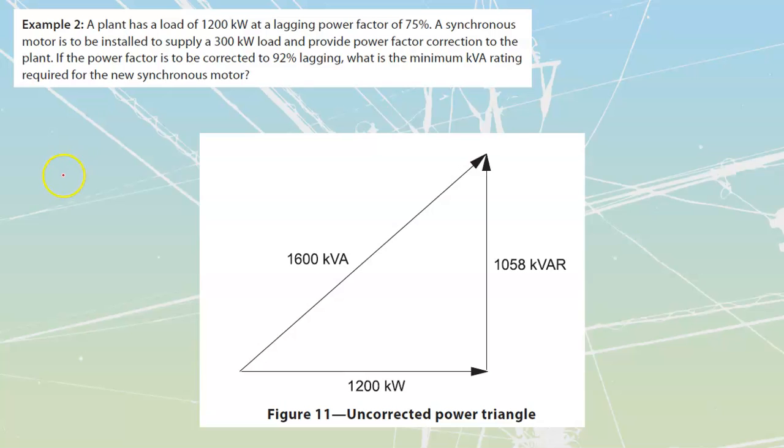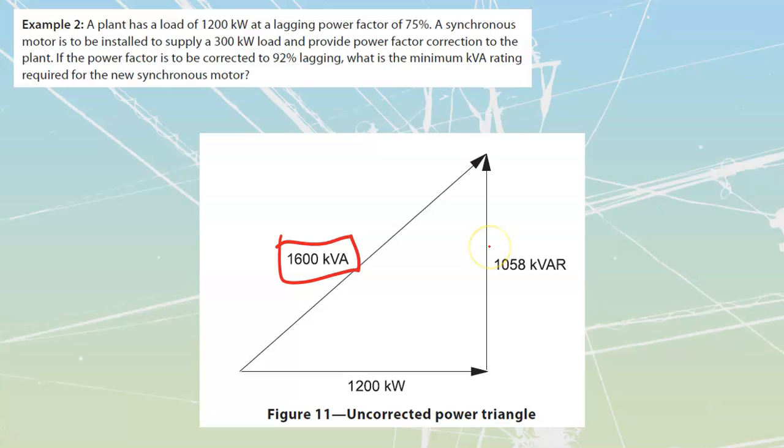1200 kilowatts. If I take my 1200 kilowatts and divide it by my power factor, so watts divided by power factor is going to equal my VA. So I'm going to take that 1200 and divide it by my 0.75. And when I take 1200 divided by 0.75, that's going to take me out to a kVA of 1600.